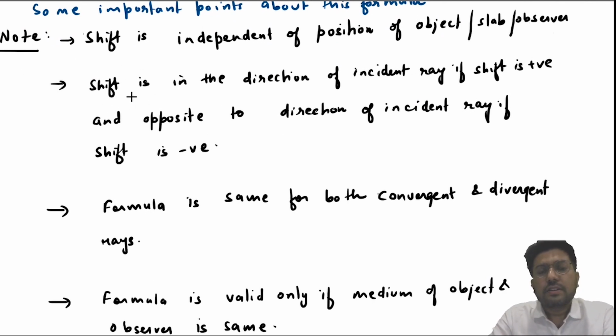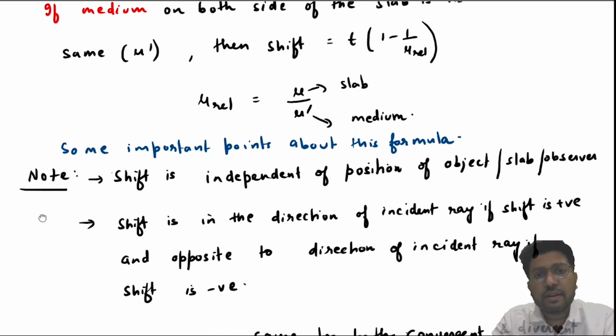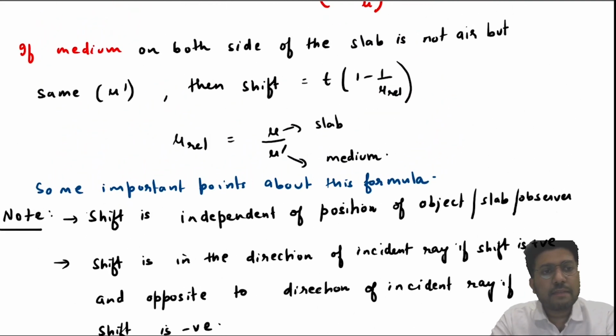Then this is also very, very important. This shift can be positive or negative. Normally it is positive only, because mu relative is greater than 1. But sometimes it might happen that this mu relative becomes less than 1, because mu by mu dash can become less than 1 when mu dash is more. So if mu dash is more, then mu by mu dash becomes less than 1, then 1 by mu relative will become more than 1. That means the shift will become negative.